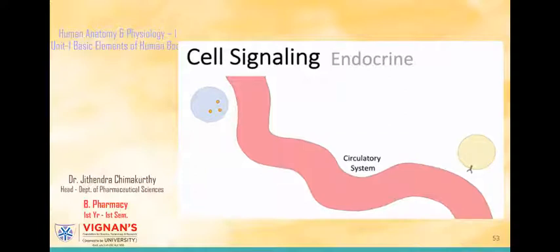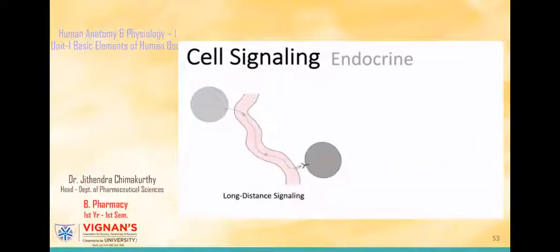In this case, there's one type of signaling called endocrine signaling, where the donor cell will secrete its signaling molecules into the circulatory system, and they will travel in the bloodstream. They can diffuse through the membranes once they reach their specific target cell to trigger intracellular signaling pathways. The secretion of hormones is a very good example here.